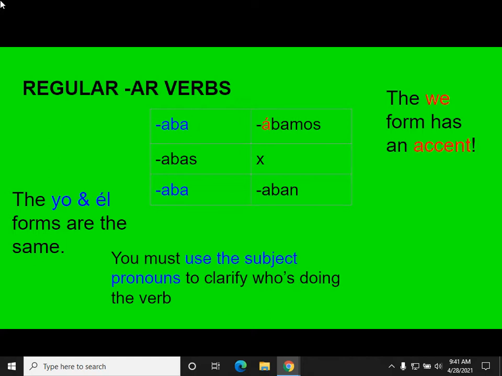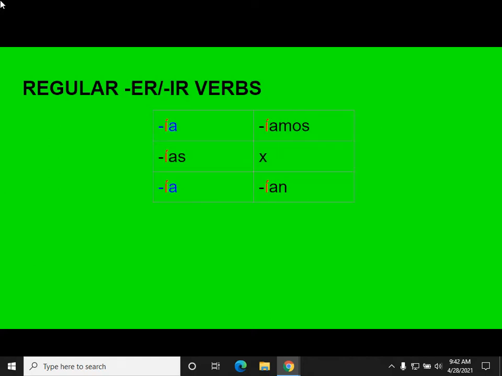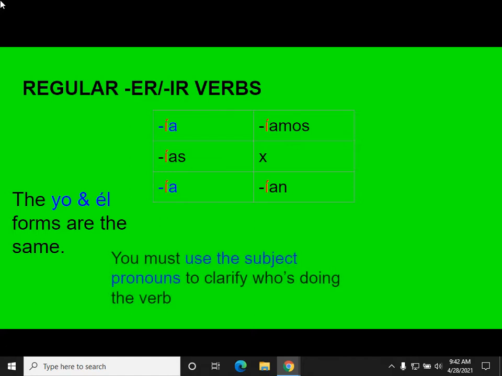Okay, the other ones that we have are the ER and IR. They have the exact same endings. And we have ía, ías, ía, íamos, ían. Each one of those has an accent on the I. Every one of those. You might notice that the yo and the él form are the same. So if I say yo comía una hamburguesa or él comía una hamburguesa, the way I tell the difference is the word has the yo or the él in front of it. So you've got to use the subject pronouns to clarify who's doing the verb. And all forms have accents on the I's.